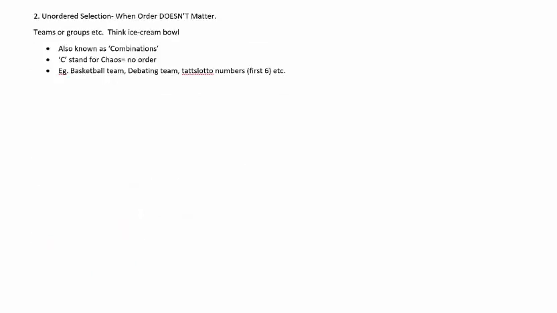So our second type of probability question is the unordered. This is when it doesn't matter, and we call these combinations. So in class I've asked you to think about ice cream bowls or basketball teams, and you'll see that that's what I've got written down in the examples.